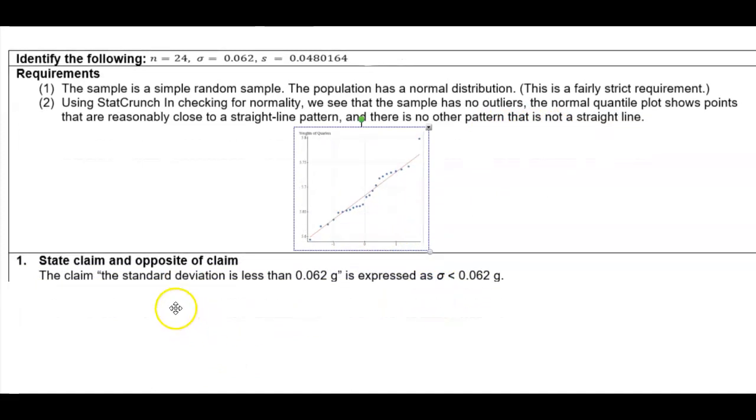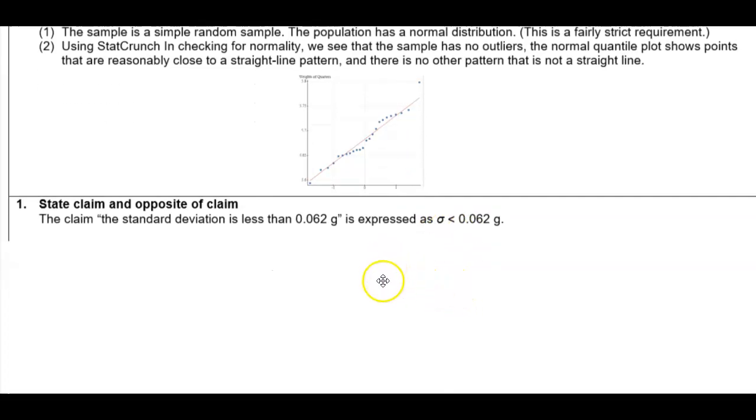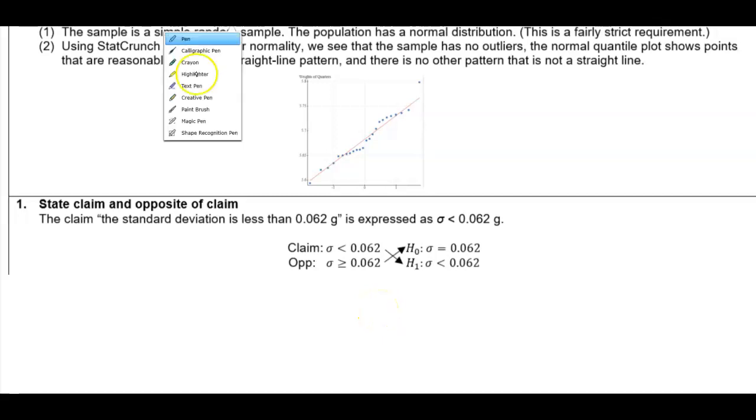Now, in part 1, it says state the claim and the opposite of the claim. The claim is that the standard deviation is less than 0.062 grams, which is expressed as sigma less than 0.062 grams. Since the claim is less than 0.062, the opposite of the claim is going to be greater than or equal to 0.062. So the opposite here contains the equality.